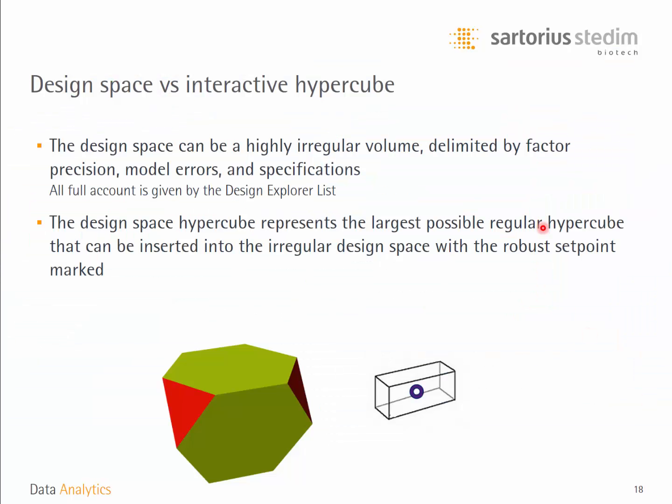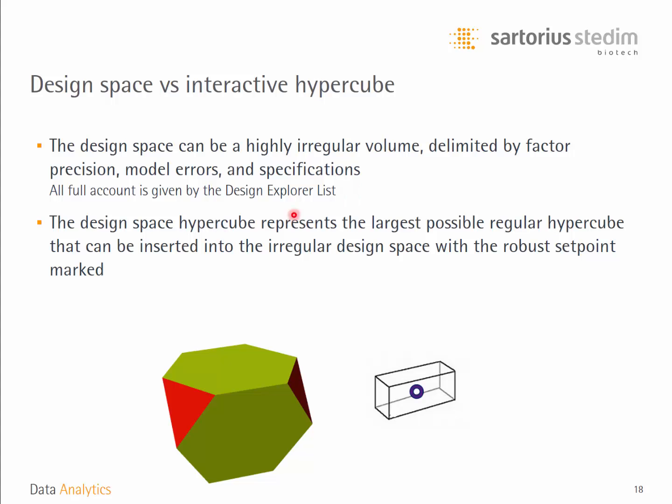So we are now back in the PowerPoint environment, and the first rounding off slide is just once again repeating this possibility of the Model 12 software to estimate this highly irregular region that is the design space. And we have also shown how it can be restricted by various adjustable parameters: the factor precision, model errors, specifications, and other settings.